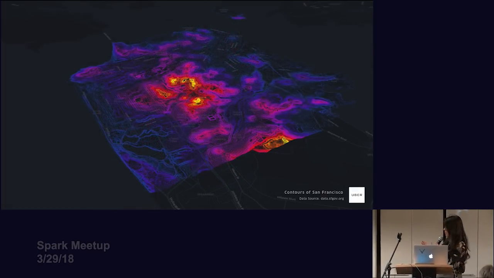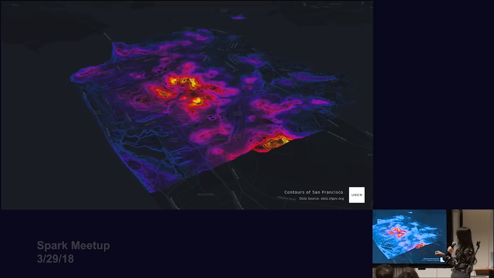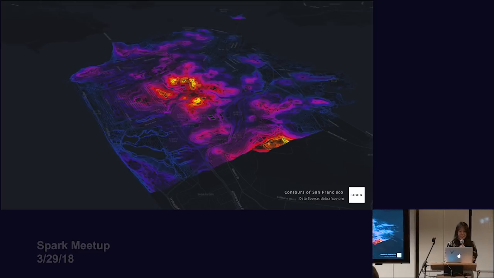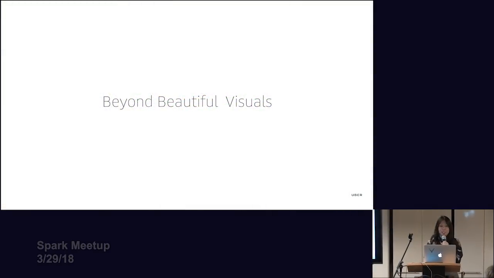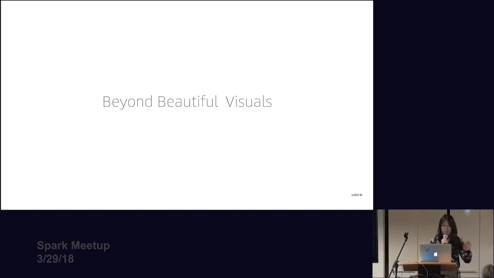And then this is one of the contour maps that I did just by drawing the hills, the contour lines of San Francisco. And this is where Twin Peaks is. Okay, but this is going beyond beautiful visuals. This is where I drop the mic.